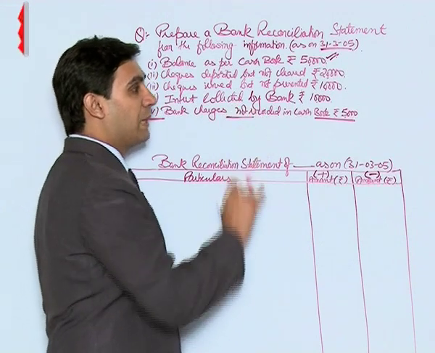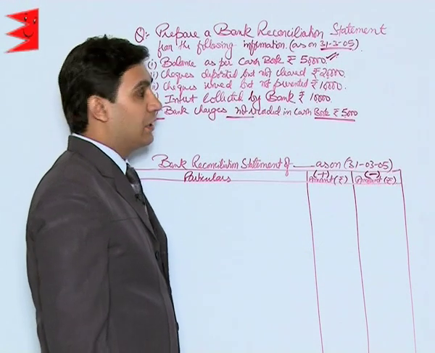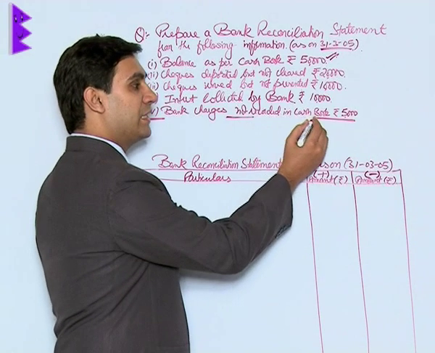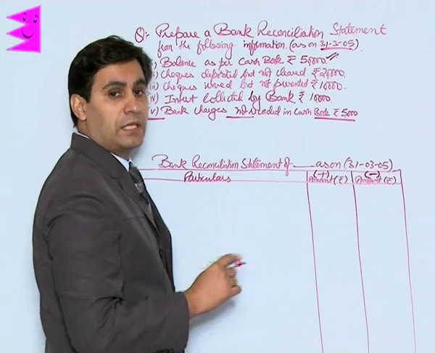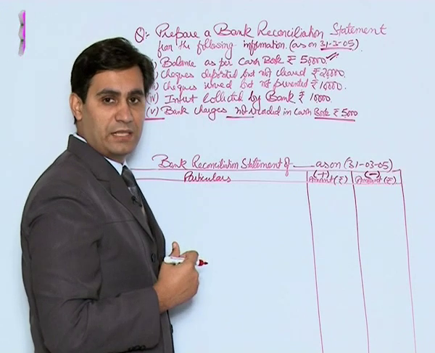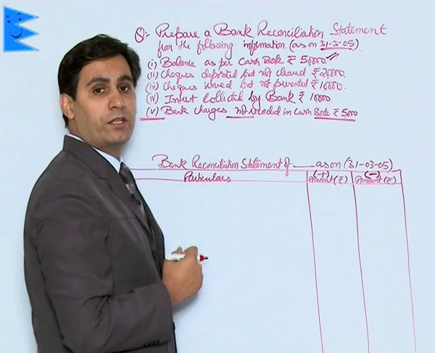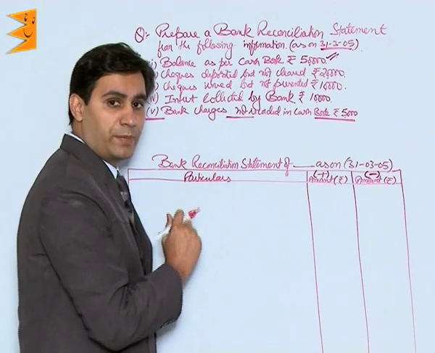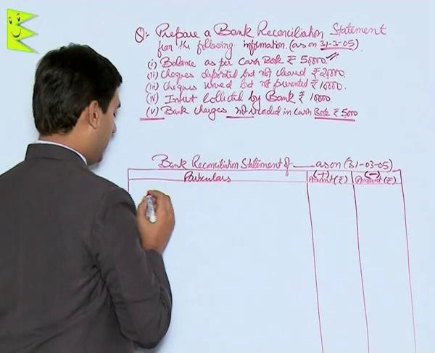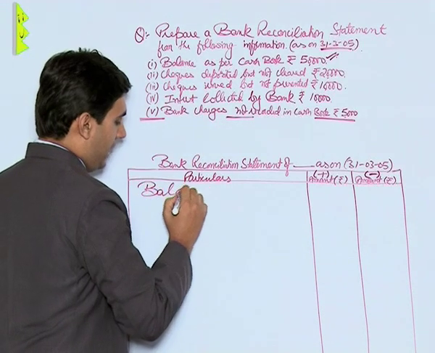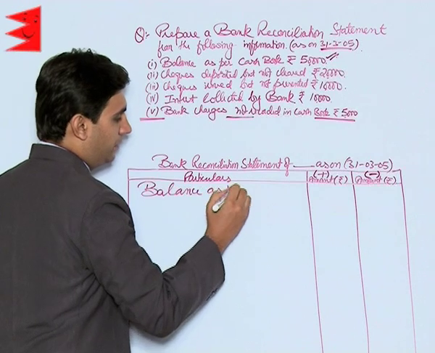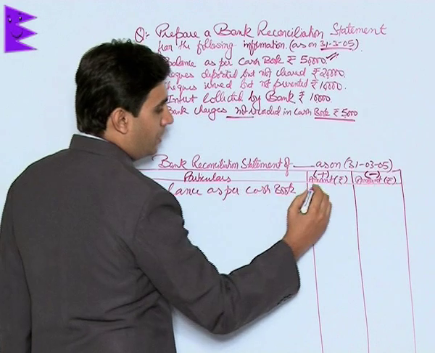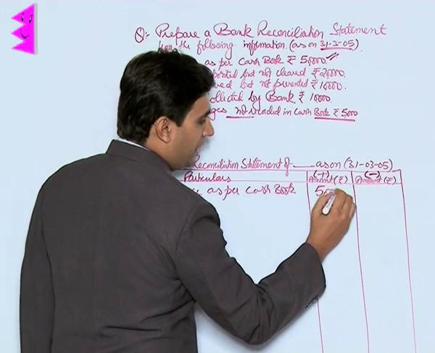Then interest collected by bank on our behalf, 10,000 rupees, and bank charges which have not been recorded in the cash book are rupees 5,000. That is, bank has charged something from us and we have not yet recorded this amount in the cash book. Now students, I'll do workings in this part. The first entry is very clear, that is balance as per cash book, 50,000 in the plus column.